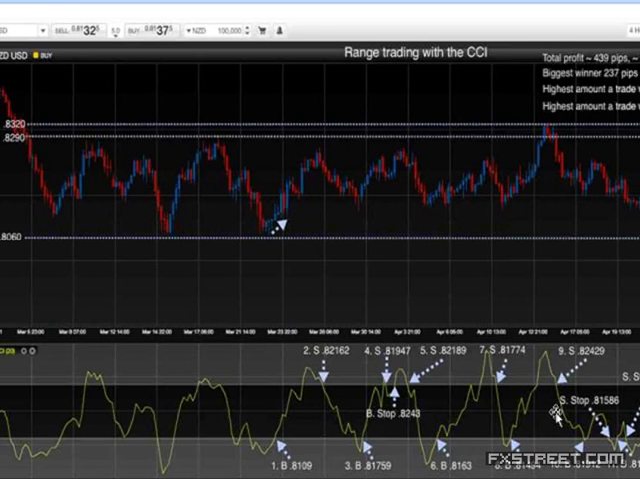And this is what we expect of an ideal range trading oscillator during a rangy market, which helps buy near the bottom of the range and sell at the top.